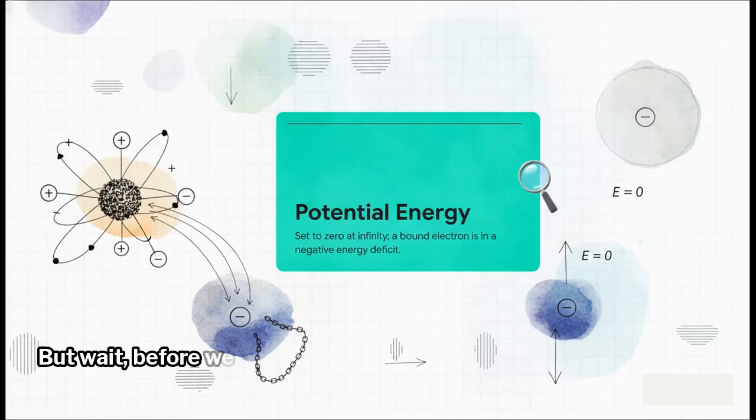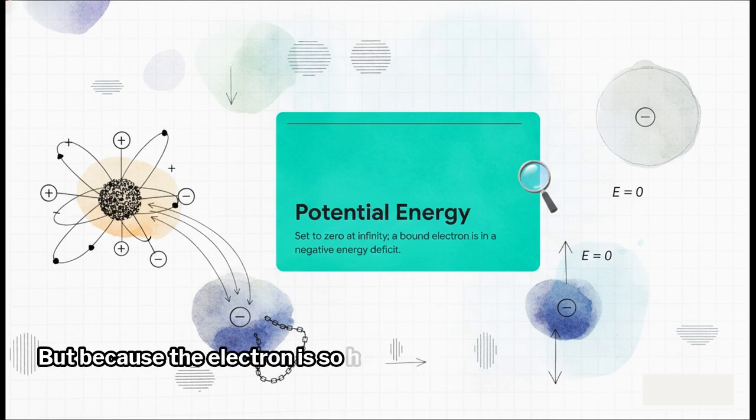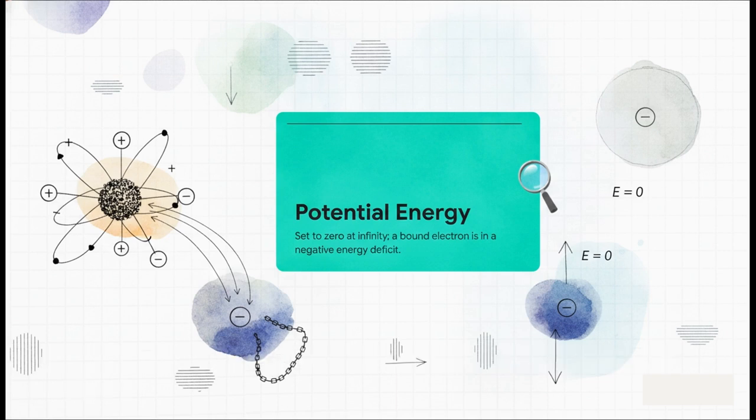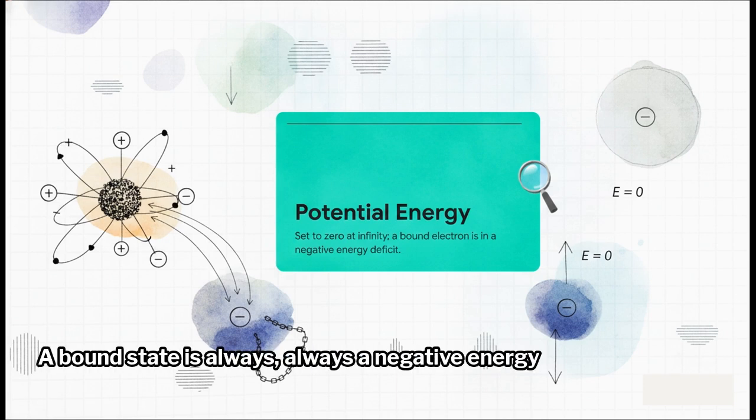But wait, before we crunch the numbers, we have to grasp the physical intuition behind a negative sign you're going to see. In physics, potential energy is defined as exactly zero at an infinite distance, basically when the electron is completely free. But because the electron is so heavily attracted to the positive nucleus, you literally have to pay energy to rip it away. Therefore, an electron trapped in an atom must exist in an energy deficit. A bound state is always a negative energy state.